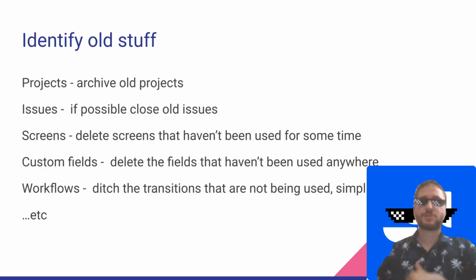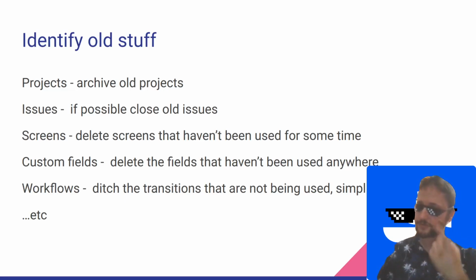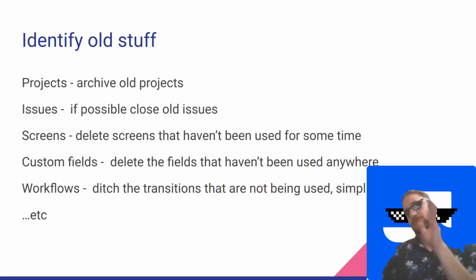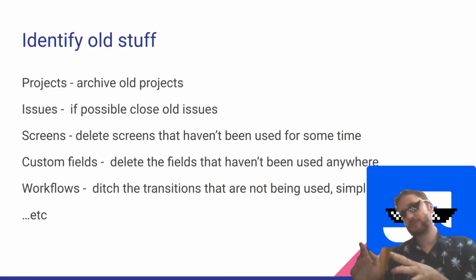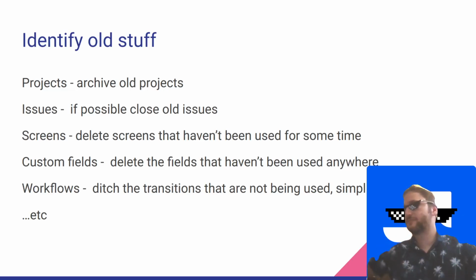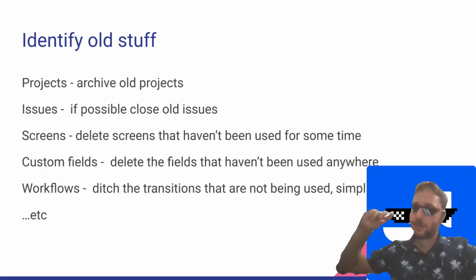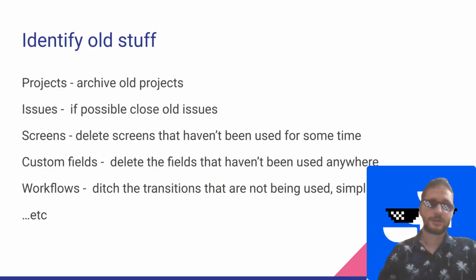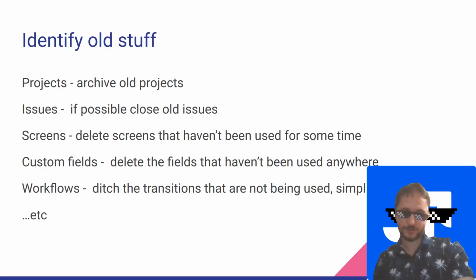Workflows. Ditch the transitions that are not being used. Yep, you should really do that. And also, if possible, as much as you can, simplify the workflows. Okay? Just simplify them as much as you can. Try to have as few statuses as possible. It's going to be much easier. There won't be a lot of clicks for users to go through the statuses in order to get to the done status. It really can be exhausting, I know. So try that.